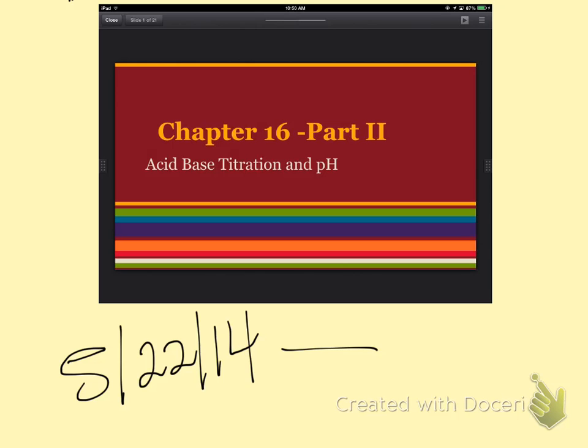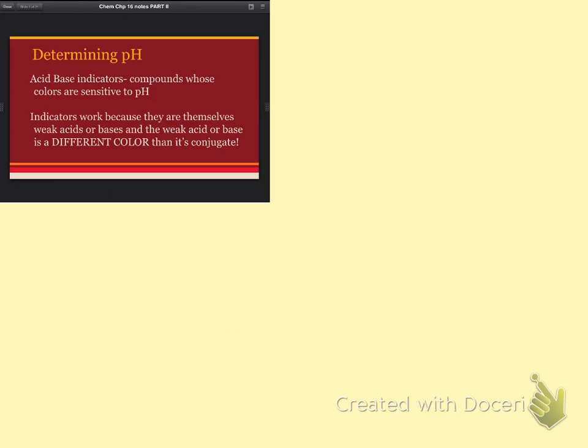So by the end of today, you're going to know at least 2 distinct ways to test physically the pH of a substance. Okay, so we have these neat substances called acid-base indicators, and acid-base indicators are sensitive to different levels of pH. Great. The reason that they work is because they are themselves a weak acid or a weak base.